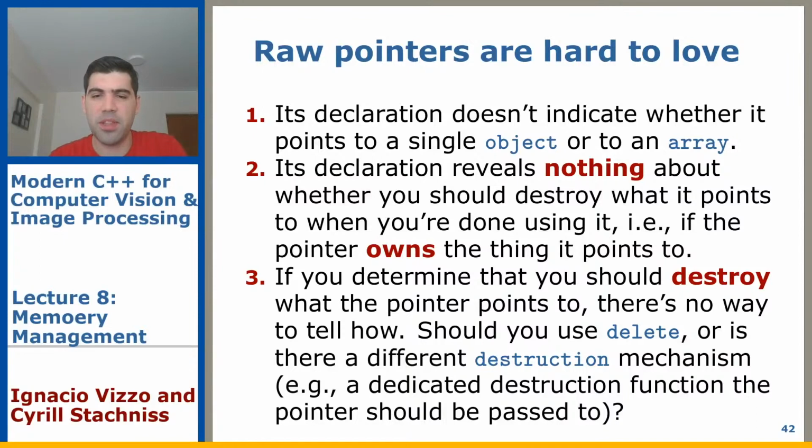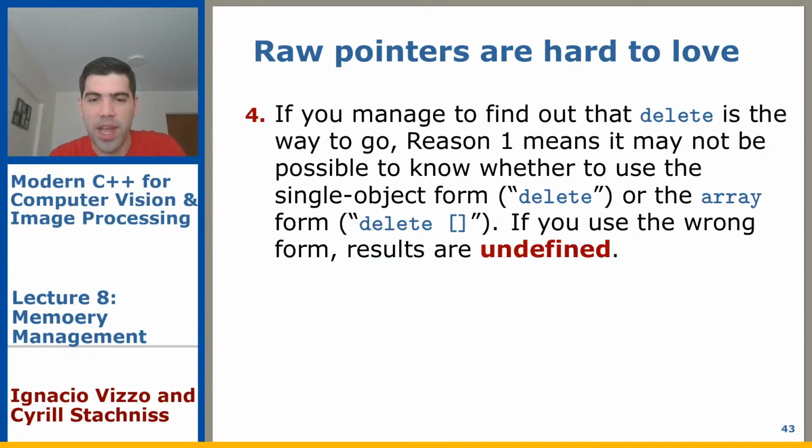And then if you determine that you should destroy what the pointer points to, there's no way to tell how. Should you use delete, or is there a different destruction mechanism, like a dedicated destruction function for the pointer, whatever. This is really hard to determine. And if you manage to find out that delete is the way to go, there is another problem: it may not be possible to know whether to use the single object delete or the array form delete. Depending on whether this is an array or whatever, you don't know which delete to call. You say, Ignacio, you can see it in the implementation. Yes and no. Remember, if you have really big programs, this is not straightforward to find.